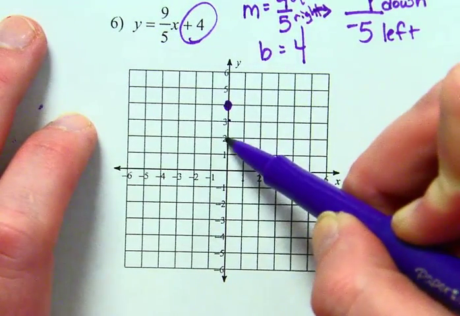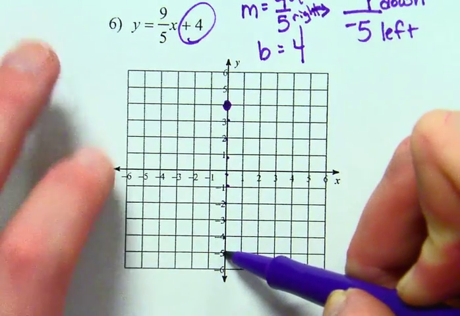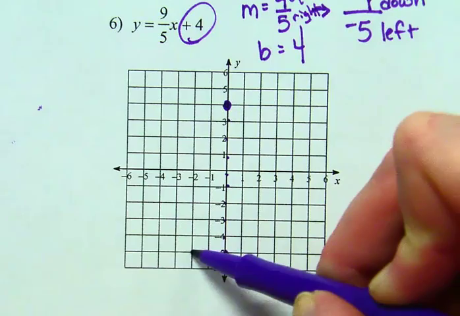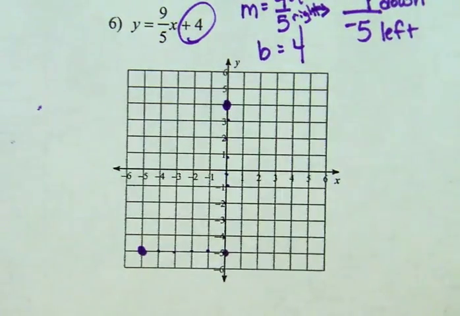Down 9. 1, 2, 3, 4, 5, 6, 7, 8, 9. Left 5. 1, 2, 3, 4, 5. Done. Connect your dots.